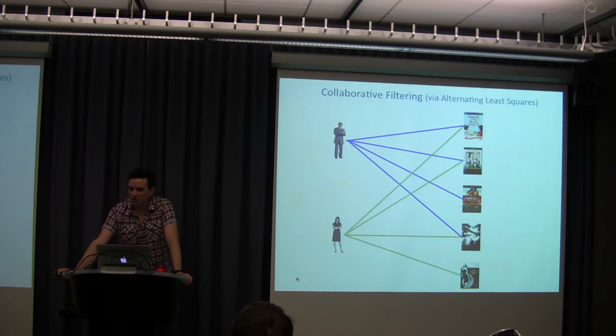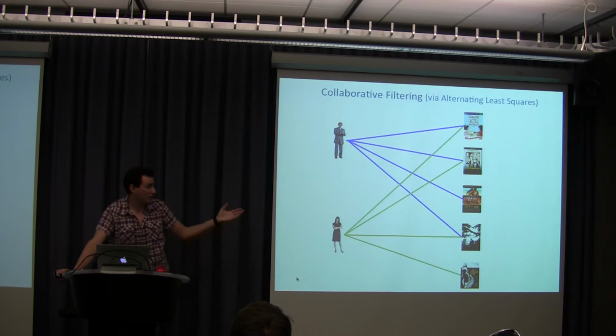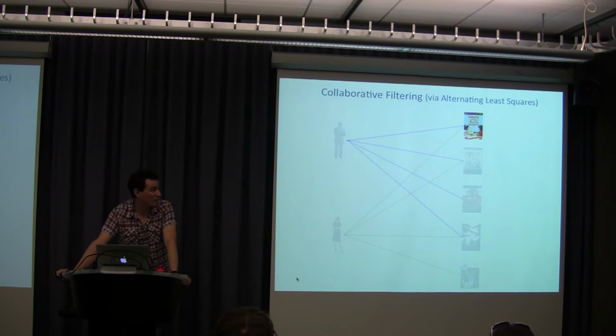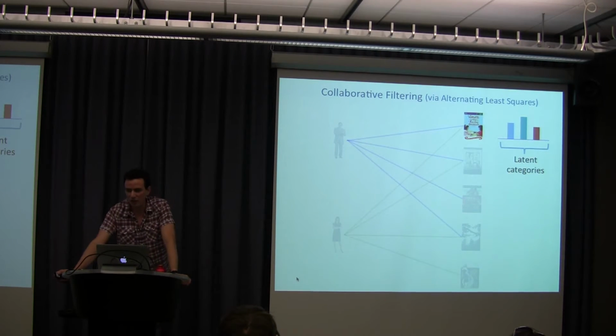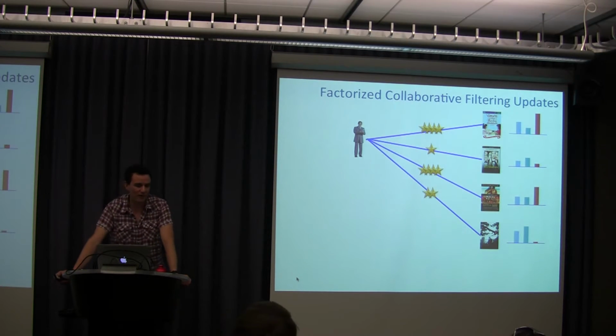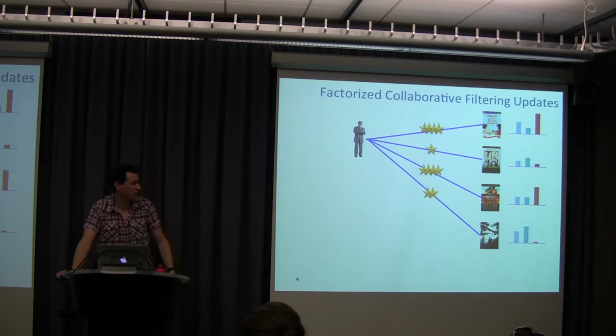In collaborative filtering, you can do the same thing. You can imagine a problem like I described in the beginning with people and movies. You can imagine you have a particular movie and you want to associate it with these latent categories or latent topics, and the goal is to discover them, latent categories for users and for movies. And we do that based on the ratings that a user has for particular movies.